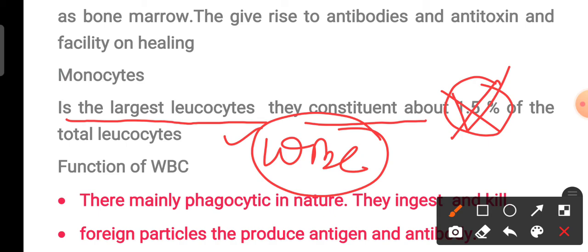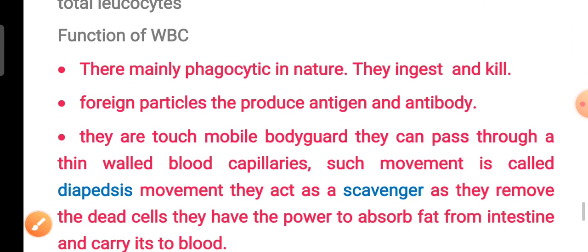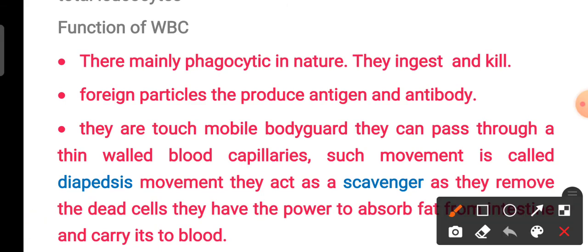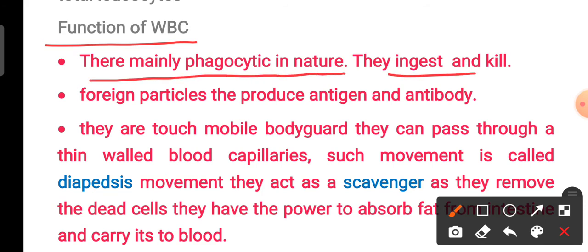Okay, and here are some important functions of the WBC. यानी WBC का काम क्या होता है, तो जानते हैं. So here is the function of WBC. Mainly I think it is phagocytic in nature, they ingest and kill. यानी WBC phagocytes जैसा काम करता है.